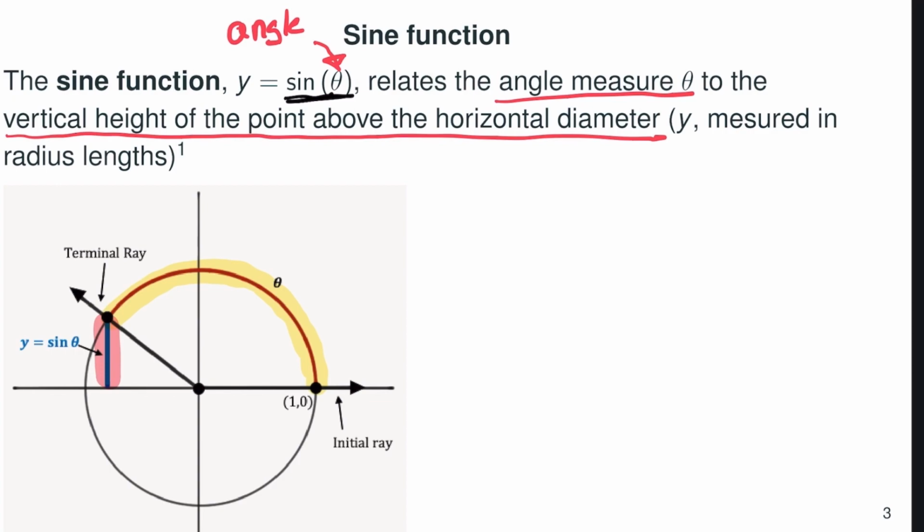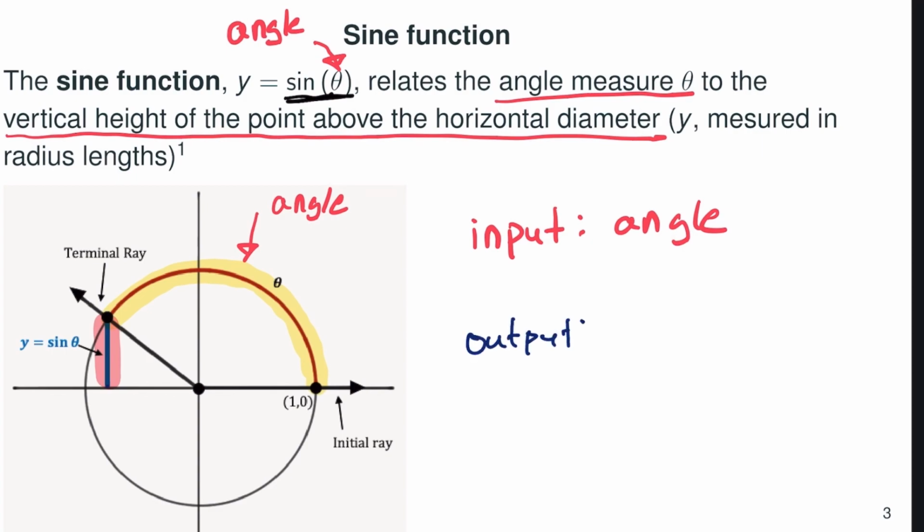Let me write that down first, and I'll explain further. For any trig function, the input is an angle. This is something I'm repeating a lot, and that's how important it is. Input is an angle, and the output, I know it's kind of wordy, is the vertical height of the point above the horizontal diameter.